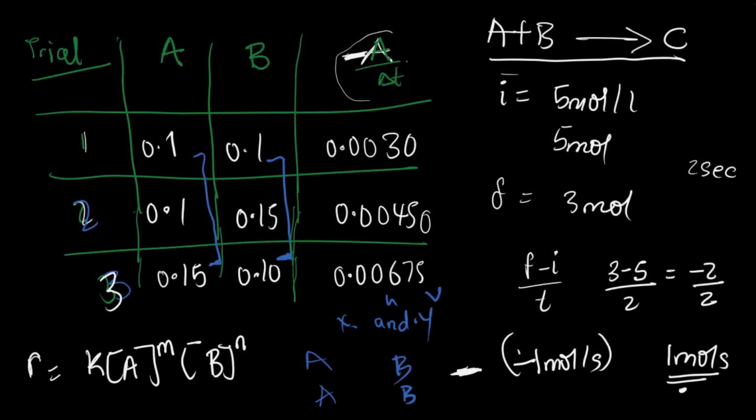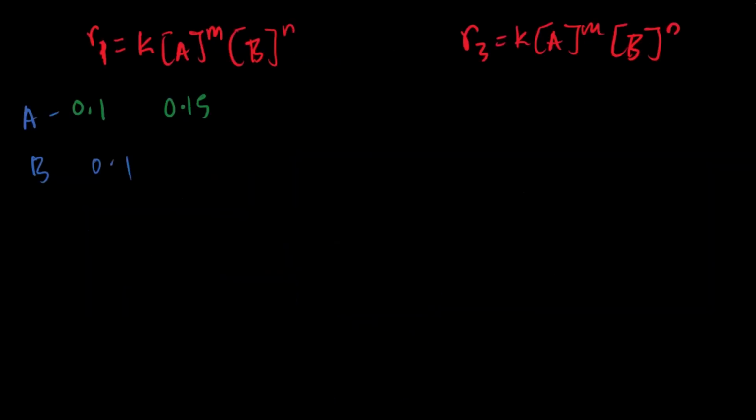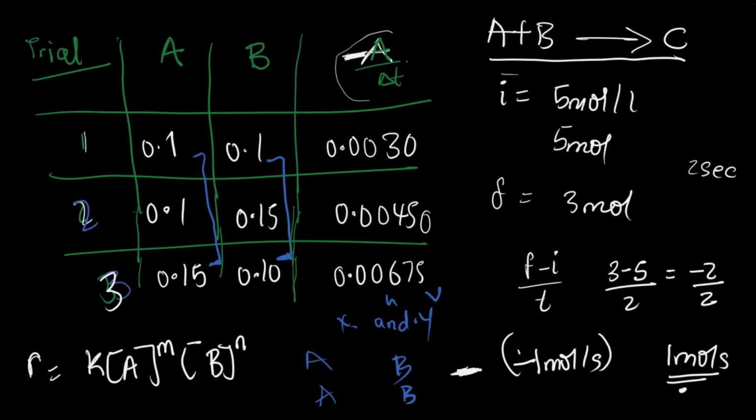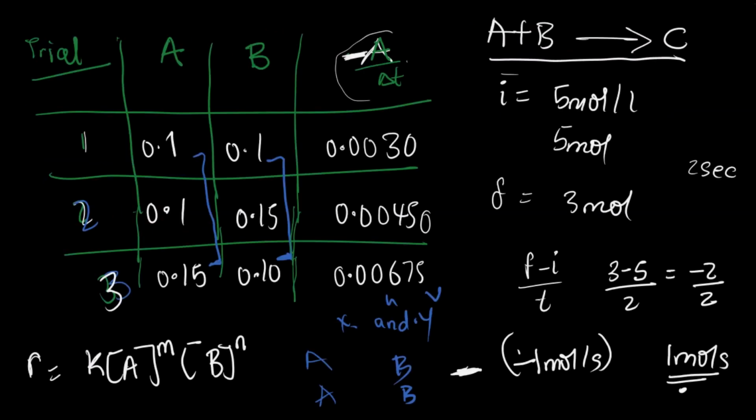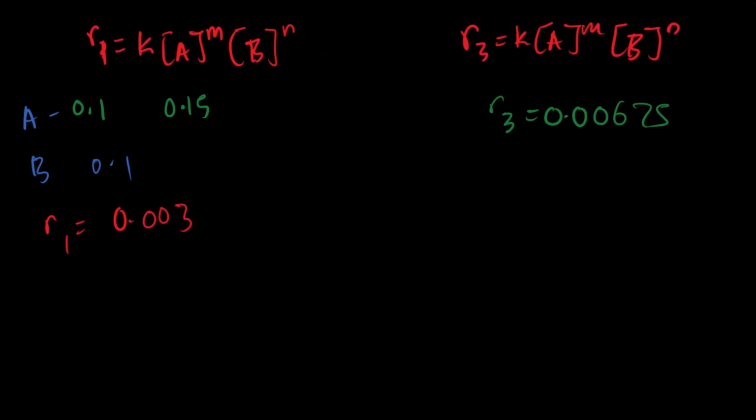Now, inputting this into each of these equations, taking the rate: the rate here for R1 is 0.003, and for R3 it's 0.00675. Now let's work with these two values.